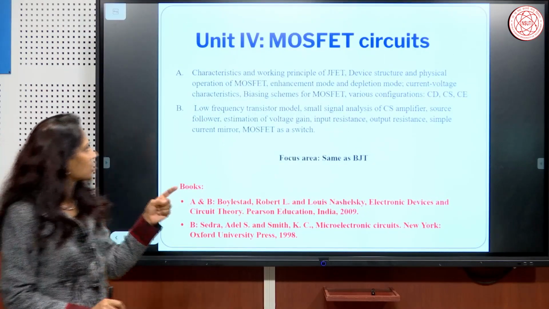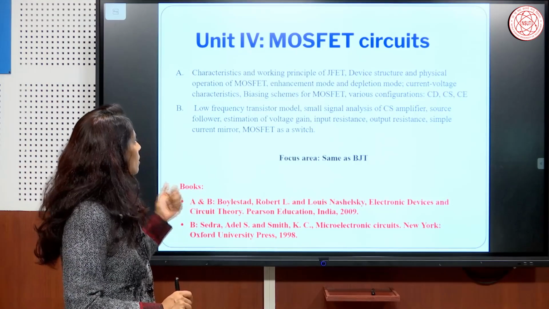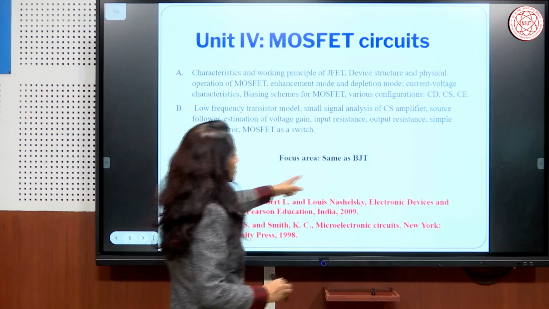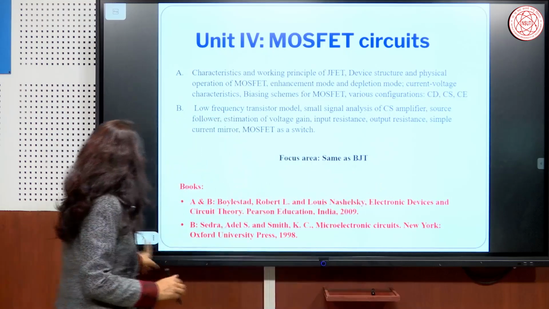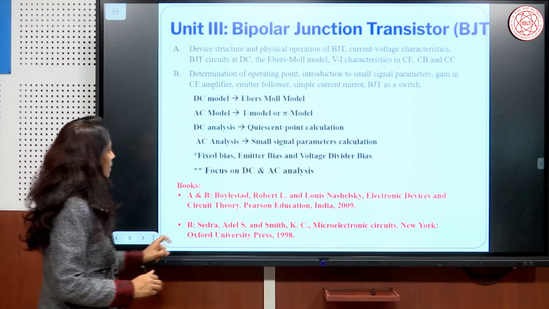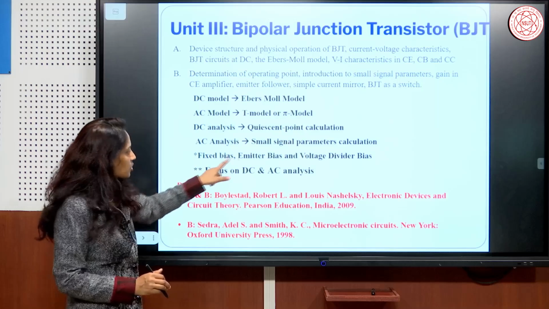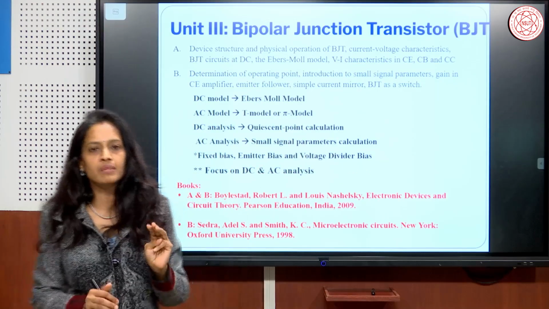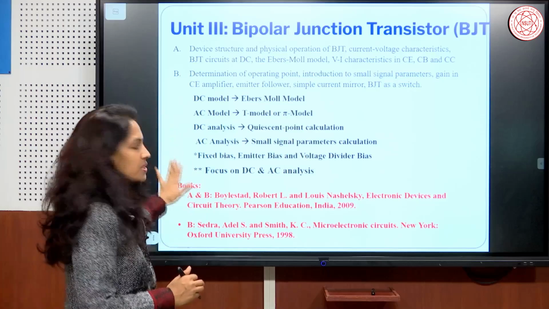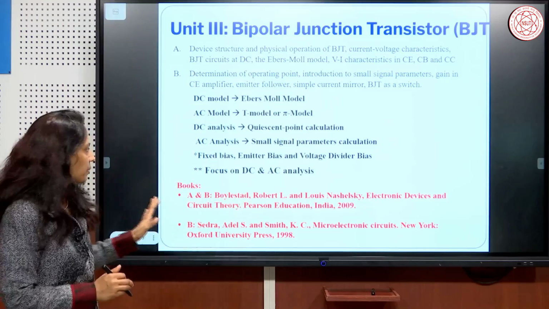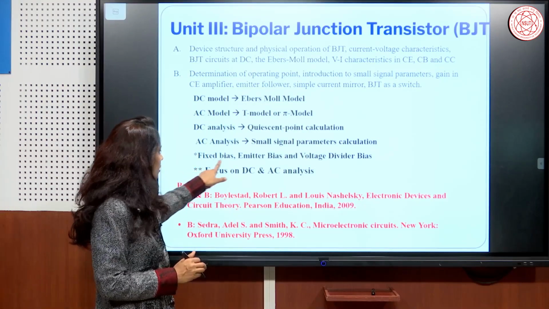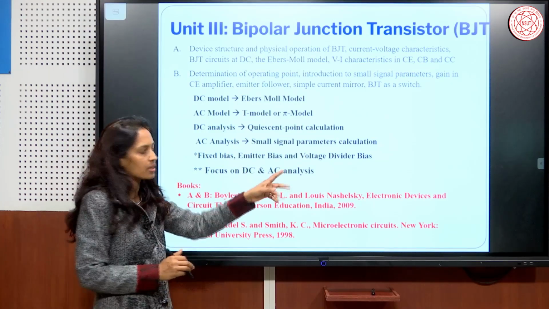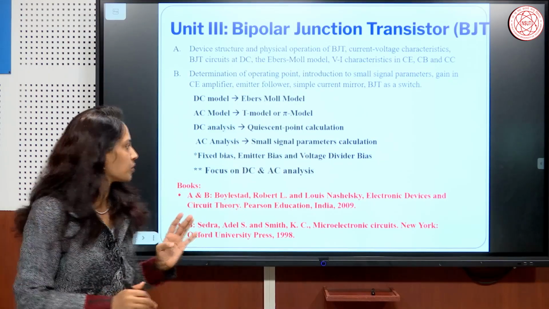Now coming to the next unit, which is unit 4, MOSFET circuits. Here again the focus area is the same as BJT. One thing I forgot here: fixed bias, emitter bias and voltage divider bias. These three biasing schemes you have to study in BJT. It is not specifically mentioned in the syllabus, but be careful that any of these bias configurations can be requested in your exam and questions can turn up on any of these three configurations.